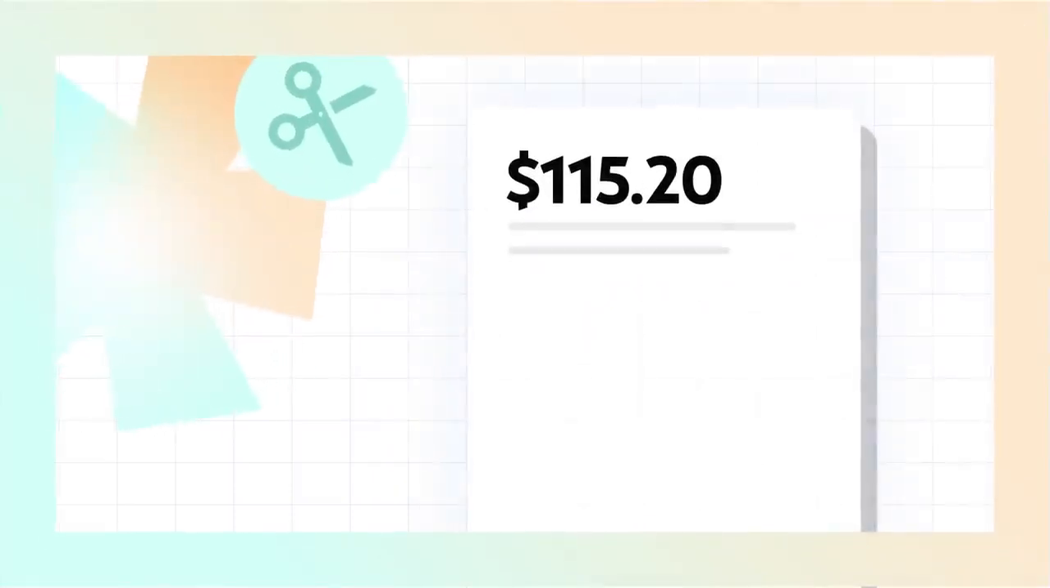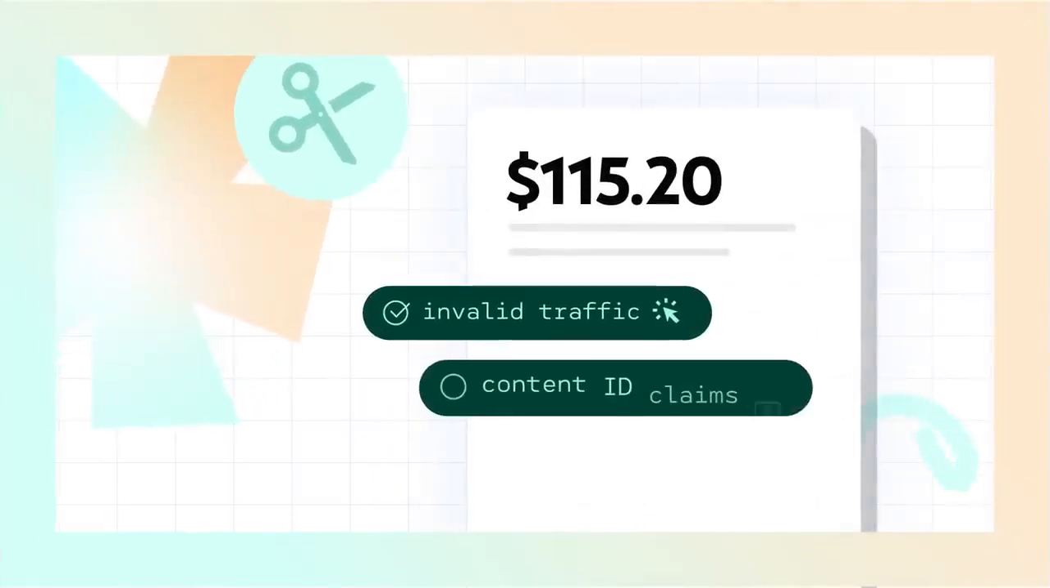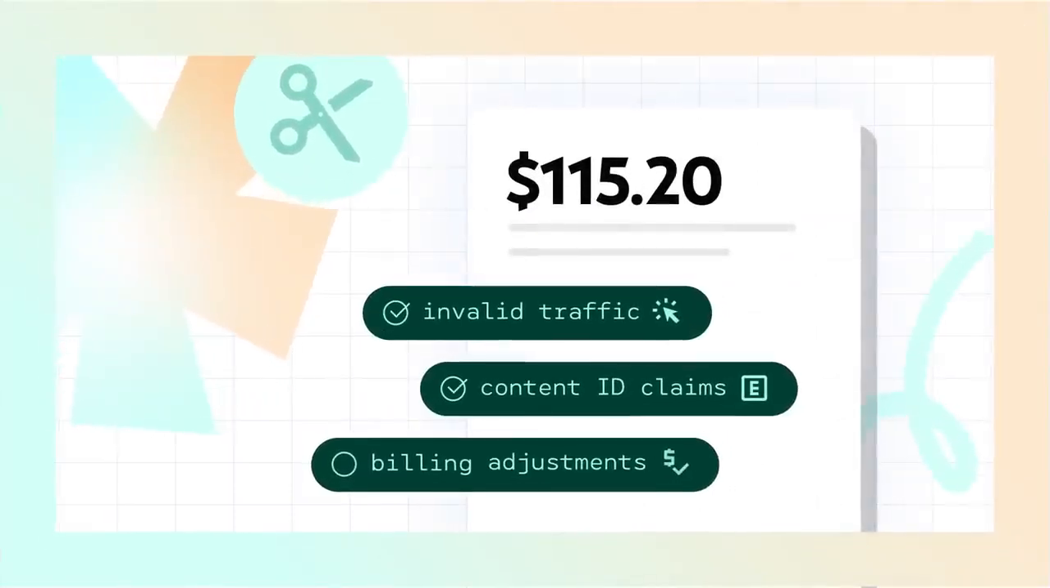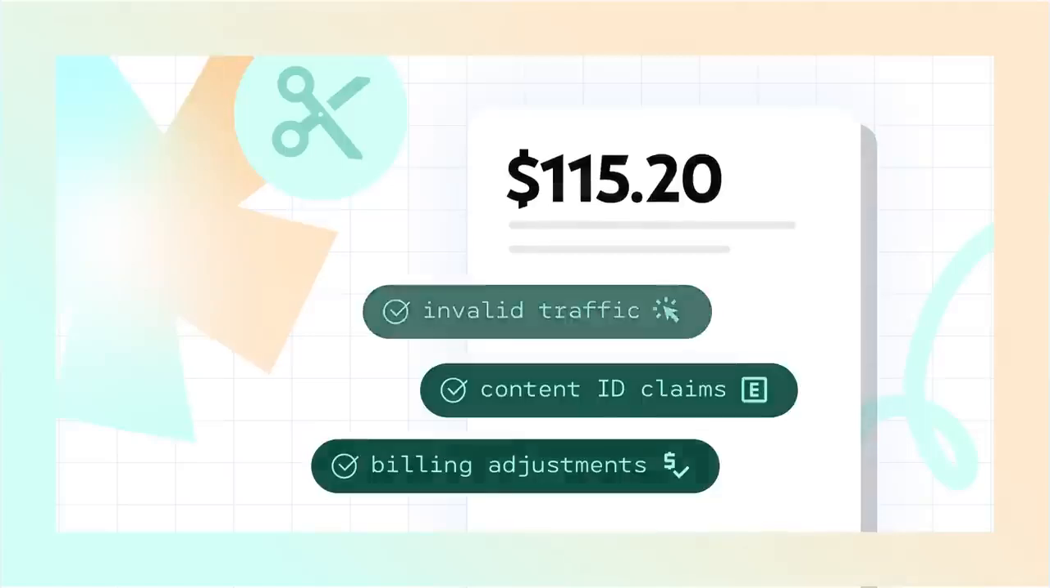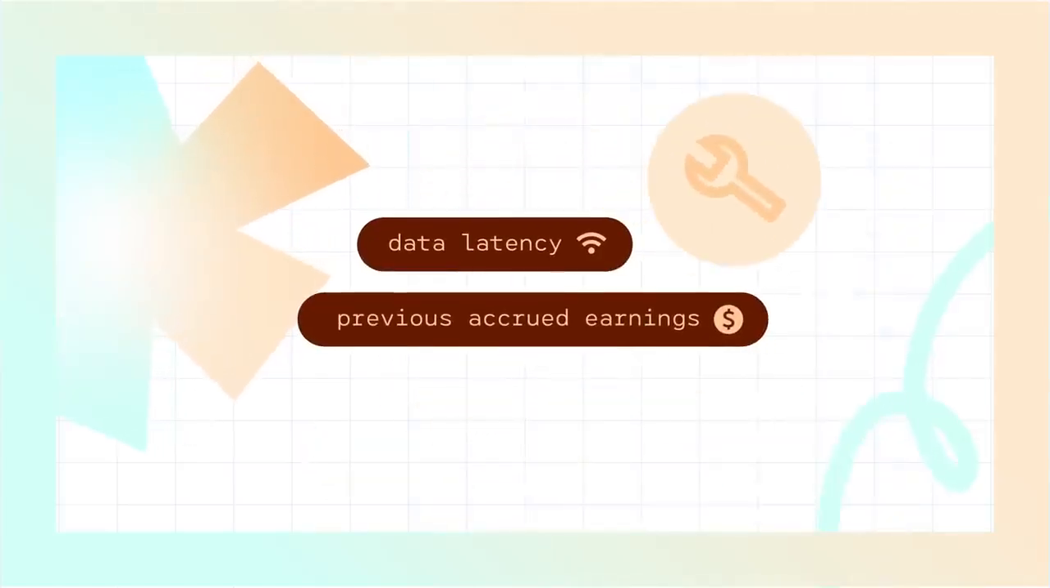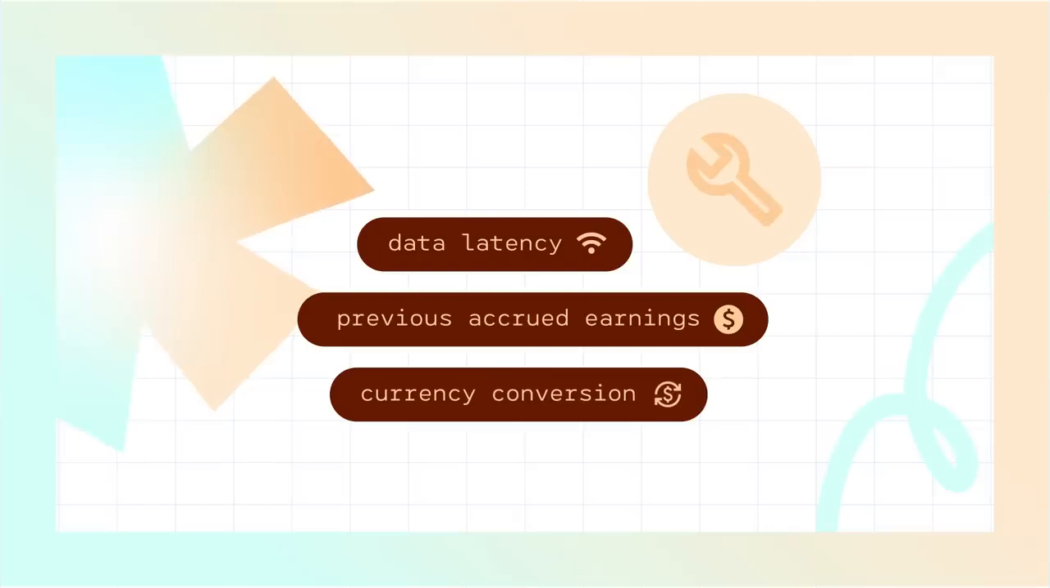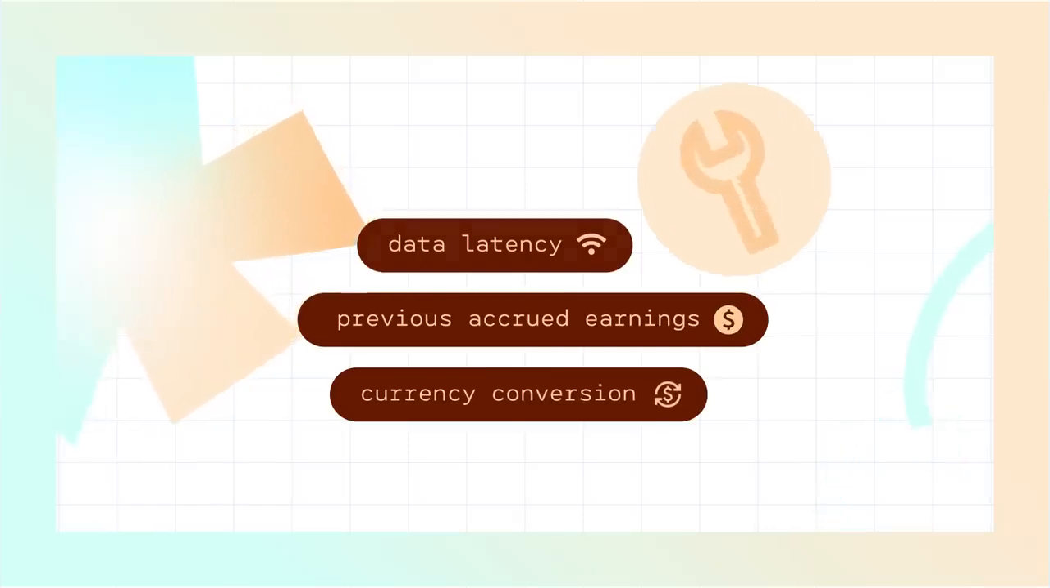And it's been adjusted for things like invalid traffic, content ID claims, taxes, and other billing adjustments. You may also see differences due to data latency, accrued earnings from previous months, or currency conversion rates and when the rate is applied, if you're a creator that isn't paid in USD.